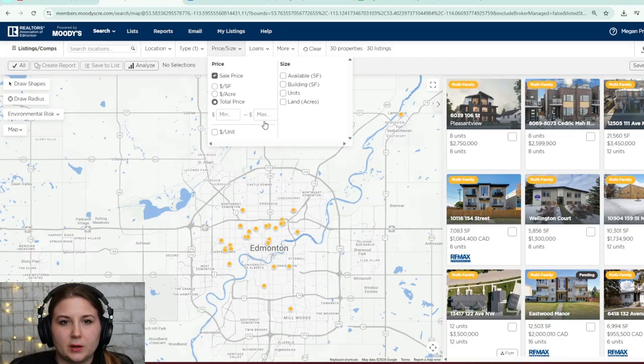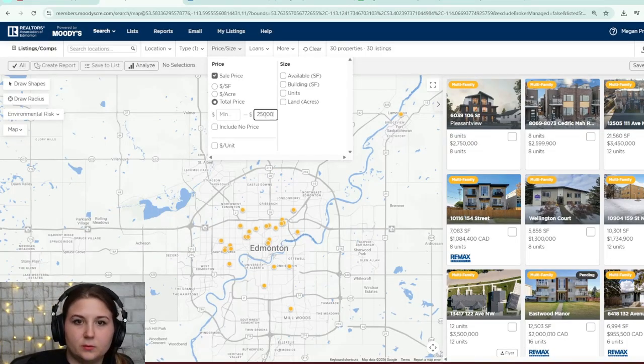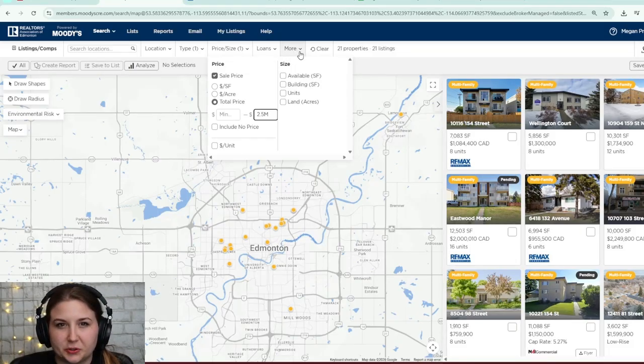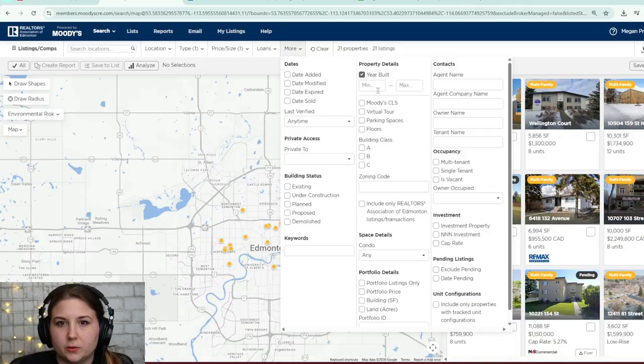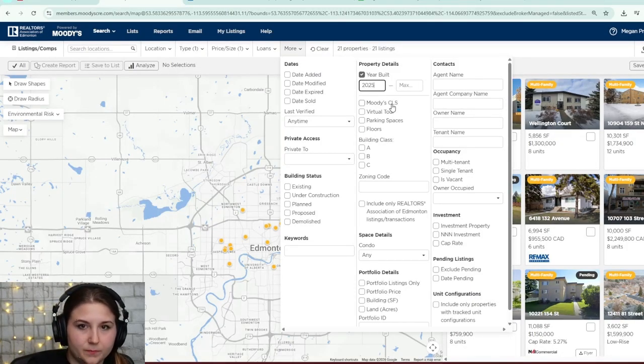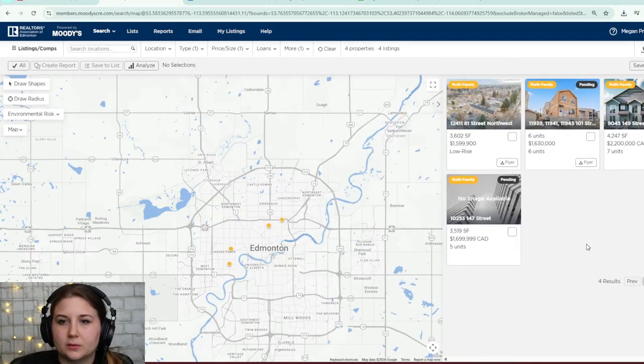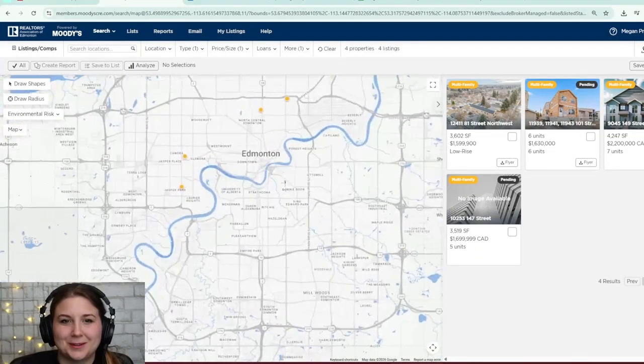So sale price, my guys are looking at a maximum of 2.5 mil. 1, 2, 3, 4, 5, 6. I still have to count the zeros for million. 2.5 mil. And for them, they are looking for brand new ones because they're planning to purchase pre-construction. So I'm going to throw in the year built, and the oldest it could be would be 2025, because we just wrapped up 2025, heading into 2026 here. I'm filming this in February of 2026, by the way. Okay, we got that in there. So that actually shaved it down super easy.